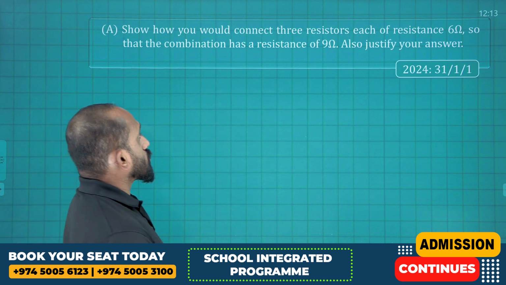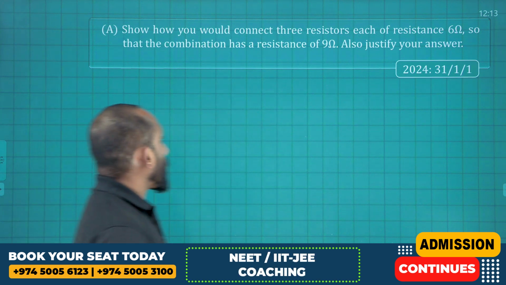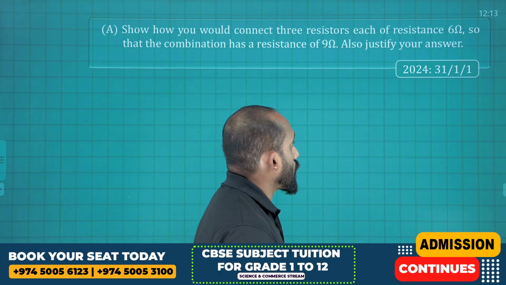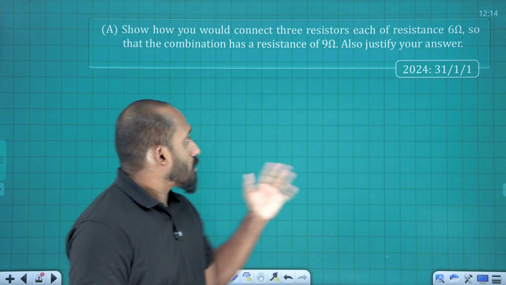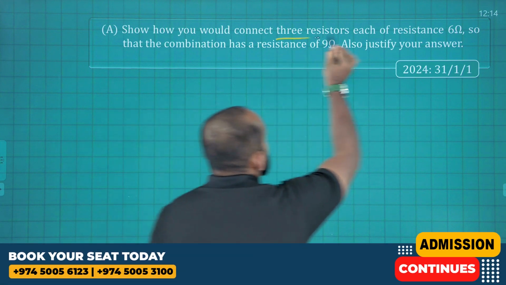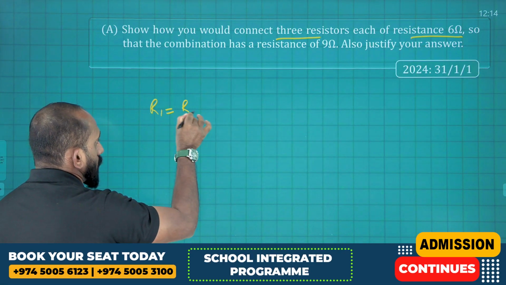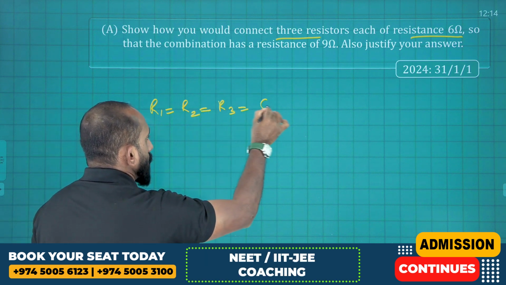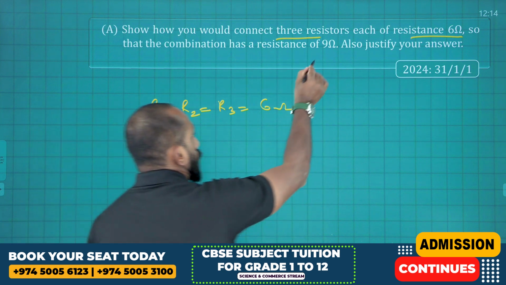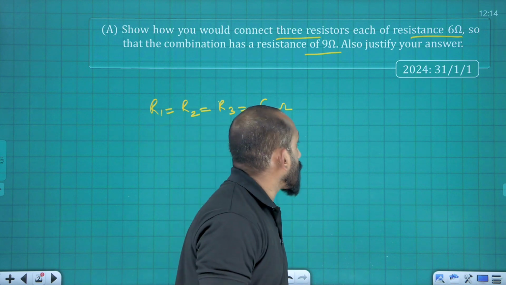So how would you connect 3 resistors, each of resistance 6 ohm, so that the combination has a resistance of 9 ohm? Also justify your answer. It is the 24th question. So you have 3 resistors of 6 ohm each: R1, R2, and R3, 6 ohm each. Now we have to get a resistance of 9 ohm from these 3 together. So how could you connect it? And you have to justify your answer.